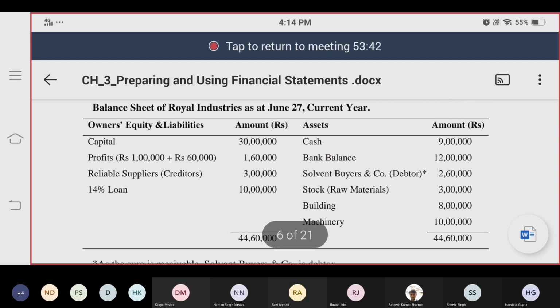Now, as you can see, Solvent Buyers and Company over here, with an asterisk, is now a debtor, and that we have shown as 2,60,000 over here. And the profit that you have made is shown over here. And naturally, the stock that you had initially has now gone from here, indicating that you have made a sale. This is how you will show your balance sheet.